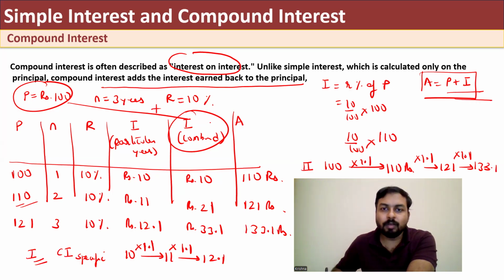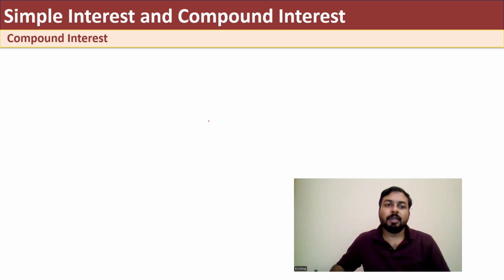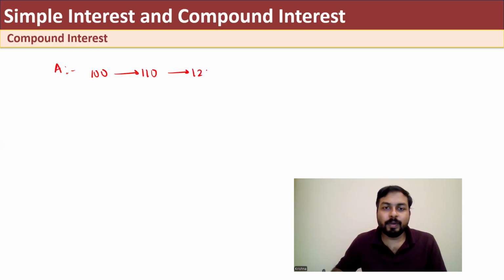Okay. Now let's come to the formula. To get the formula, I'll write that second observation again. What were the amounts? From 100 rupees, it became 110. From 110, it became 121. From 121, it became 133.1. Right? What was the common ratio? 1.1.